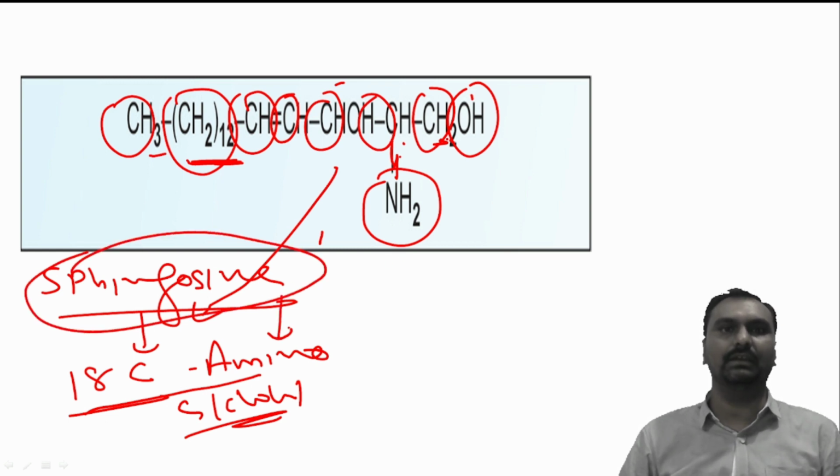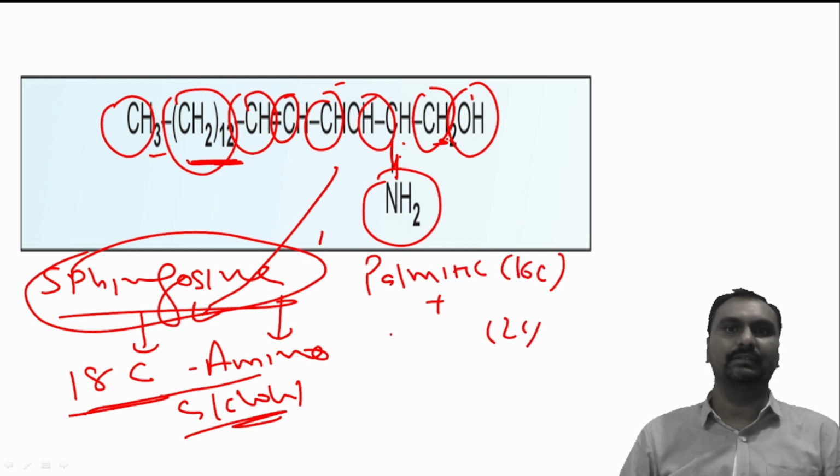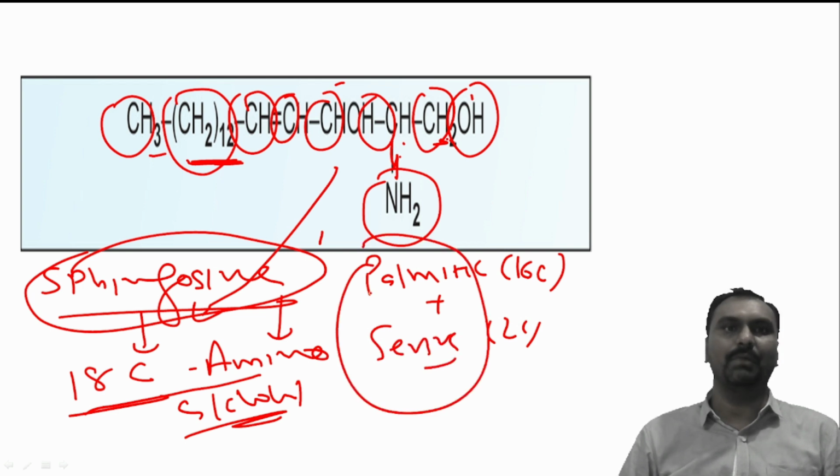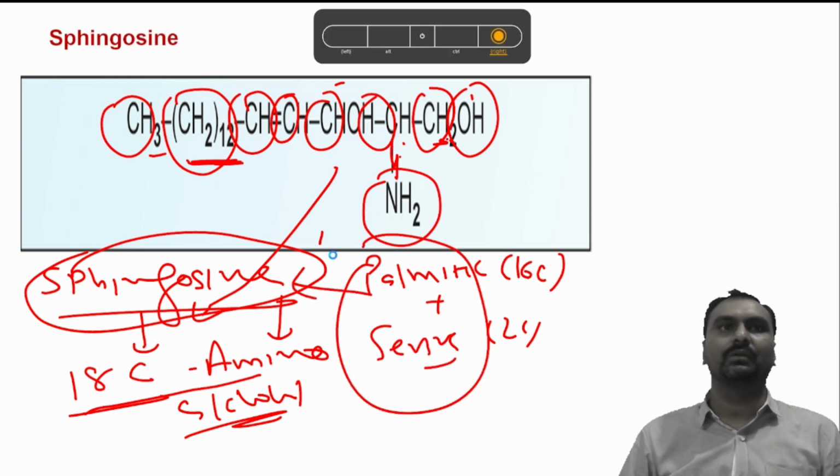Sphingosine is nothing but an 18 carbon amino alcohol, and it is made up of 16 carbon palmitic acid and 2 carbon serine. With these two compounds, the sphingosine is formed.